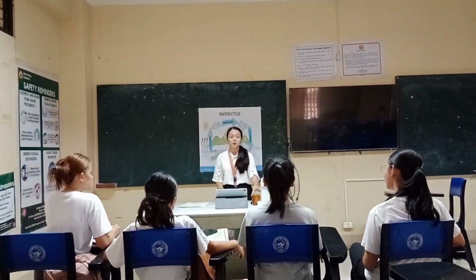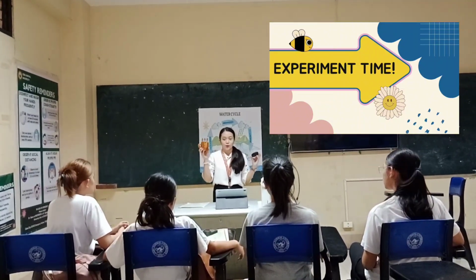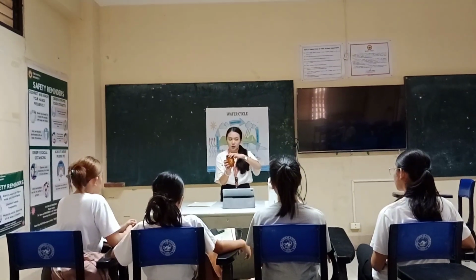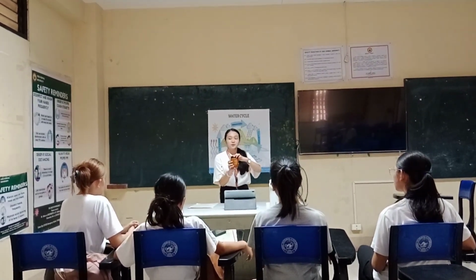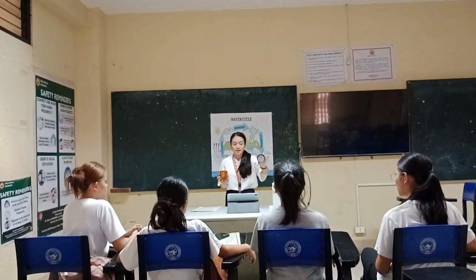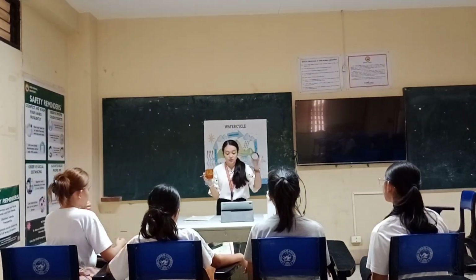Now let's do a super quick experiment. I have a cup of water and a mirror. I'm going to hold this mirror over the cup of warm water for a few seconds. Okay, now, what do you see in the mirror? It's moist. Yes, there's moisture, or water droplets. Why do you think there are water droplets? There are water droplets because the warm water turned into vapor, then cooled down onto the mirror to form the droplets. This is like how clouds form in the sky.